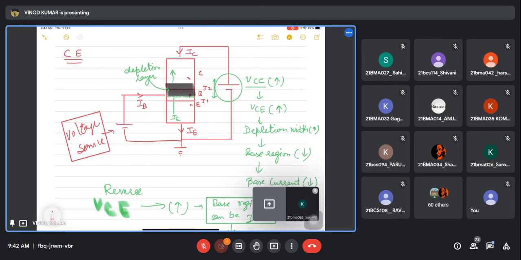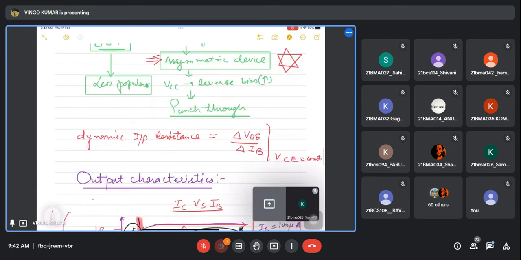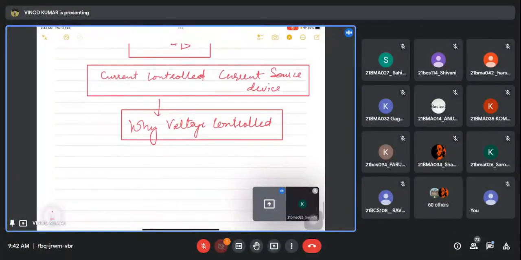Why did we not talk in terms of voltage? The reason is quite simple: IC and IE depend upon doping levels and resistances. In fact, you can say input resistance and output resistance.